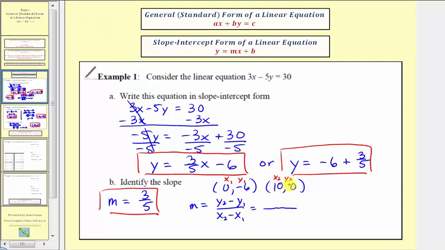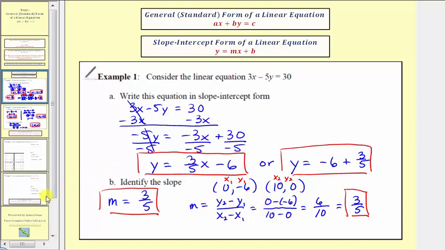we would have the quantity 0 minus negative 6 divided by the quantity 10 minus 0. This simplifies to 6/10, which equals 3/5. So if we didn't want to put the equation in slope-intercept form to find the slope, again, we could have found the intercepts and then used these 2 ordered pairs to determine the slope using our slope formula.